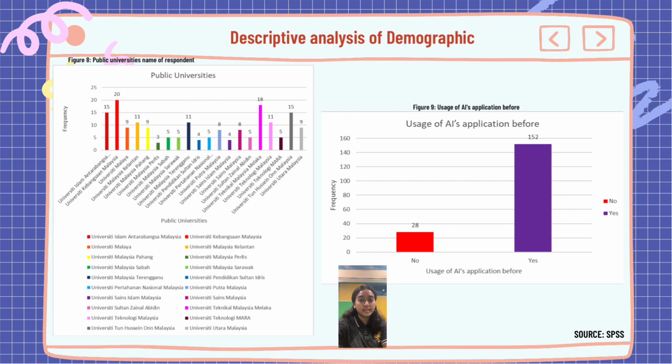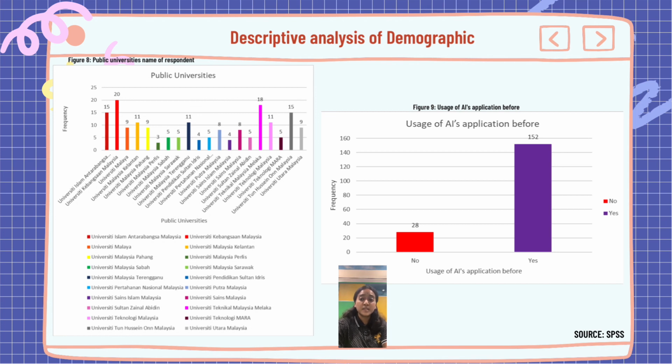Next, the universities which take third place for the number of respondents using AI applications in education are Universiti Malaysia Kelantan, Universiti Malaysia Terengganu, and Universiti Teknologi Malaysia, where the number of respondents is 11. Fourth place was taken by Universiti Utara Malaysia, Universiti Malaysia Pahang, and Universiti Malaya, which stand for 9 respondents using AI applications in education.